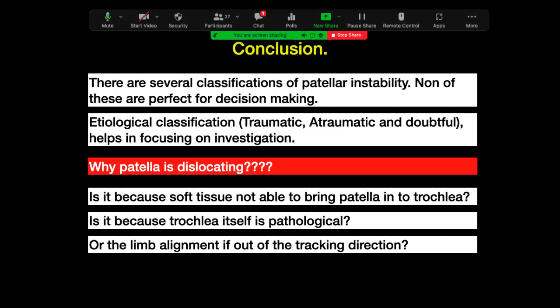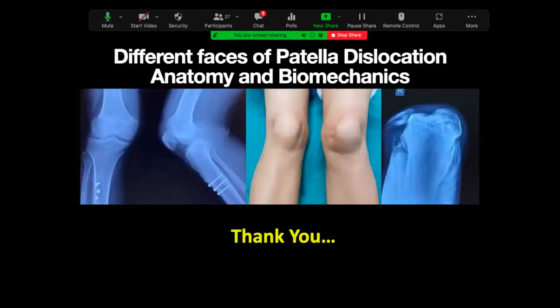Is it because of the soft tissue, which is not able to bring the patella into the trochlea, or because the trochlea itself is pathological and has caused soft tissue damage, or the limb alignment is out of the tracking direction? So the soft tissue tracks the patella in one direction, and your limb alignment is in a different direction, which is pushing your trochlear groove in the opposite direction. If you think along this line, investigate and answer all these questions, probably you have an answer to the cause of the recurrent patellar dislocation, and then you can plan your treatment. Thank you very much.